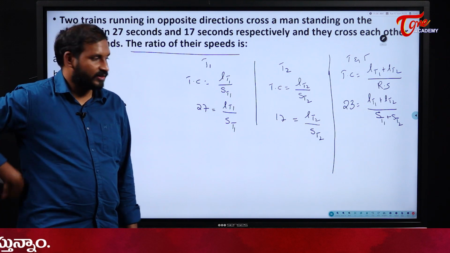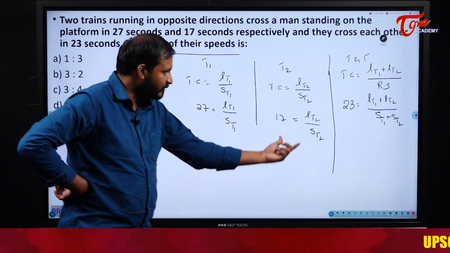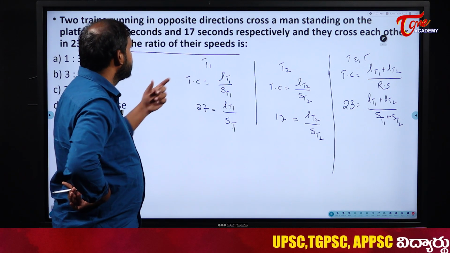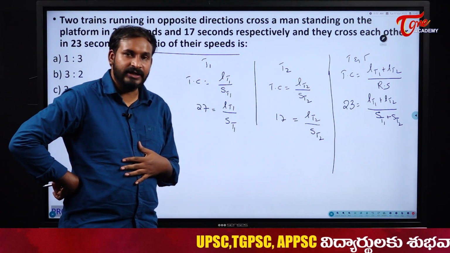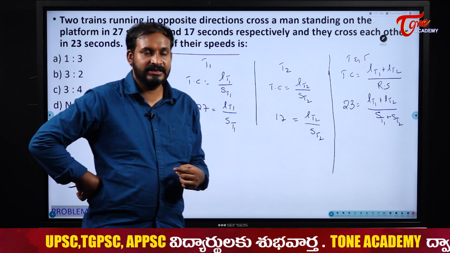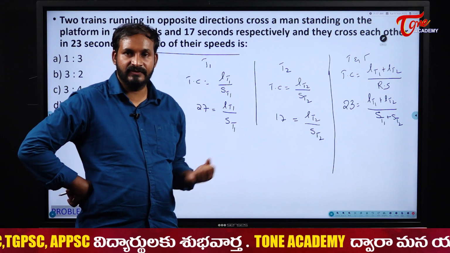Now please see here, students. You have this equation, you have this equation, and this is the third equation. Now you want a relation between speeds. Now tell me what I should eliminate in this one. I should eliminate these lengths. If I eliminate these lengths, then easily I can find the ratio between their speeds, right?